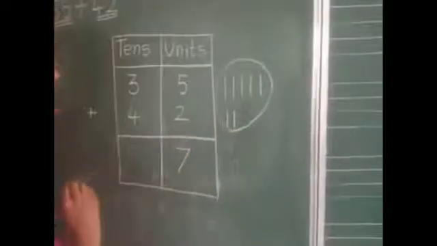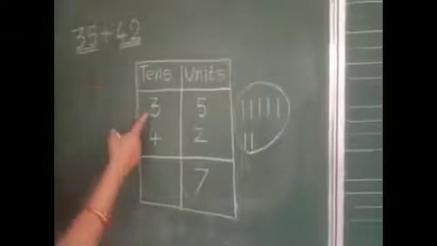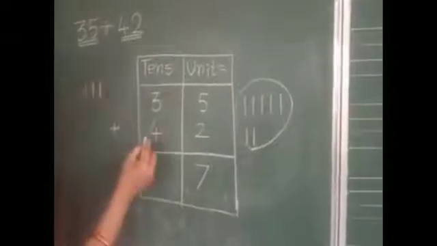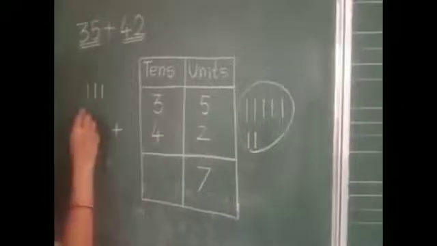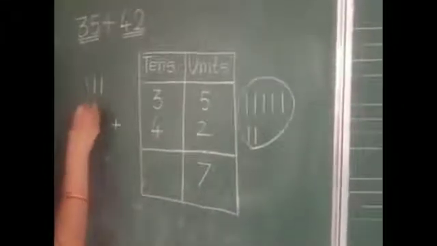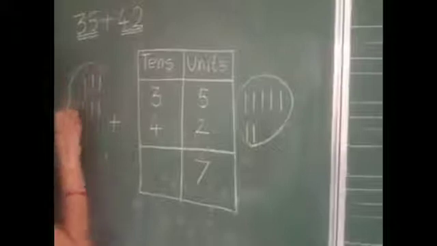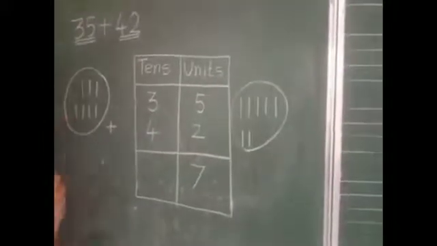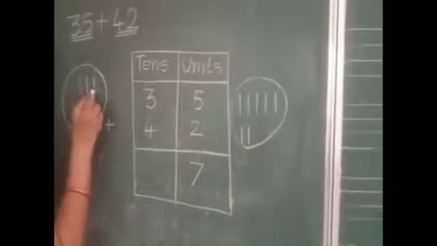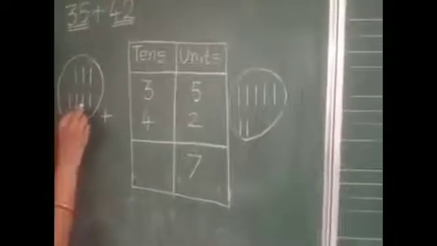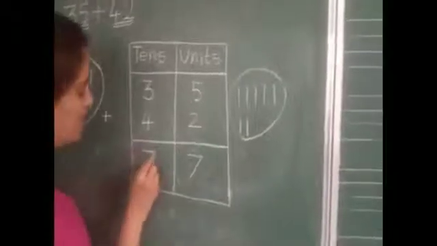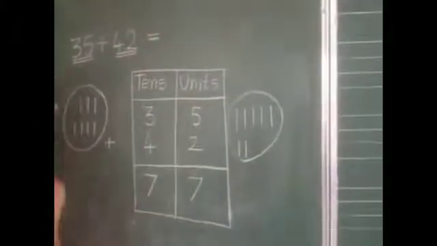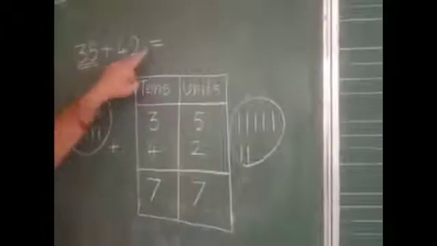Then here which number is this? 3. We can draw here 3 lines. And here which number is this? 4. We can draw here 4 lines. Then how many lines altogether? Let's count. 1, 2, 3, 4, 5, 6, 7. Our answer is 77. 35 plus 42 is equal to 77.